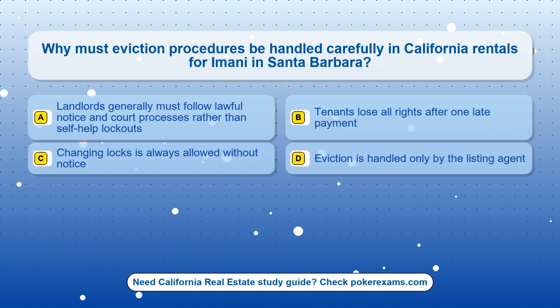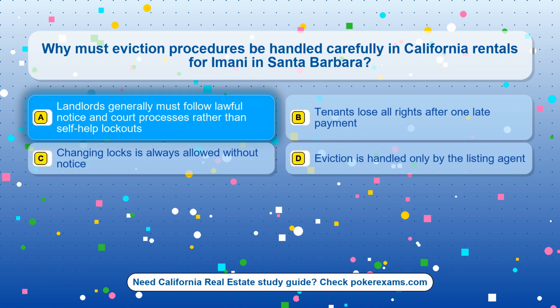Question 22. Why must eviction procedures be handled carefully in California rentals for Imani in Santa Barbara? Option A. Landlords generally must follow lawful notice and court processes rather than self-help lockouts. Option B. Tenants lose all rights after one late payment. Option C. Changing locks is always allowed without notice. Option D. Eviction is handled only by the listing agent.